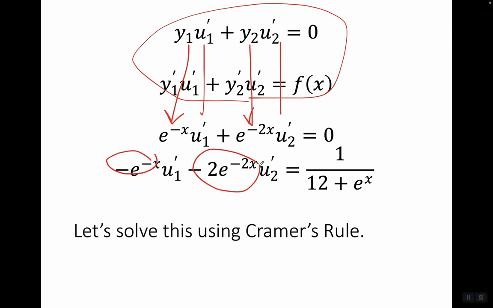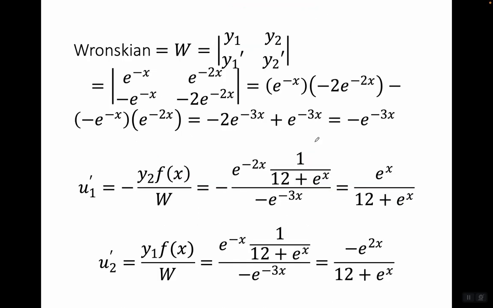The variables are u1 prime and u2 prime. Let's solve it. Again, the right side is the right side of the non-homogeneous equation, 1 over 12 plus e to the x. Let's solve this using Cramer's rule. So when you use Cramer's rule, first you've got to find the Wronskian, so let's go ahead and do that. So it's this determinant. y1 is e to the negative x, y2 is e to the negative 2x. We have y1 prime and y2 prime as the derivatives.